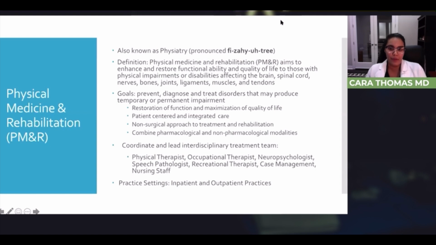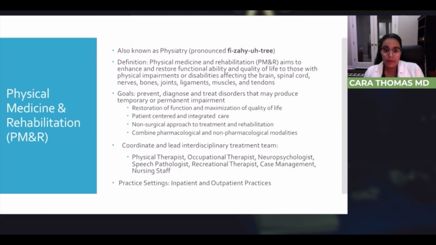PM&R, we've got a lot of names for the field. PM&R is basically a field that focuses on restoring functionality for patients and improving their quality of life after any kind of physical impairment or disability, whether that be developmental, something like a traumatic brain injury or spinal cord injury, or different types of musculoskeletal problems. Our main goal is to prevent, diagnose, and treat disorders that may produce temporary or permanent impairment. So we focus again on the functionality aspect of it.